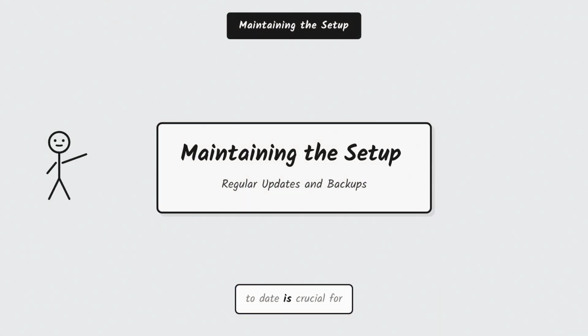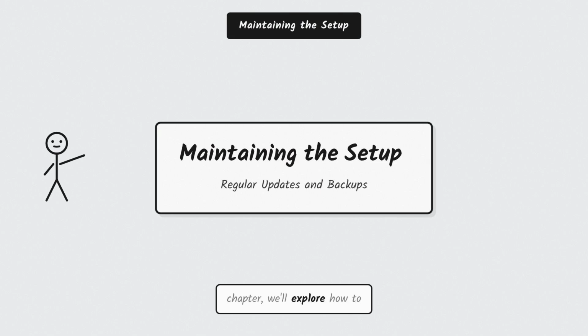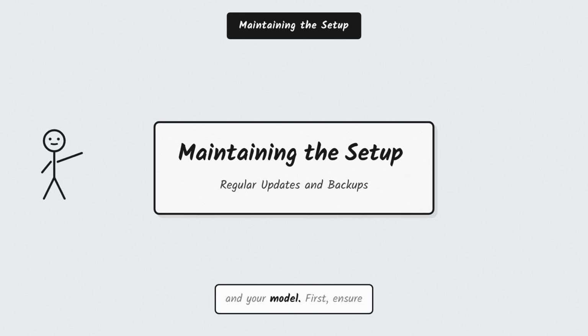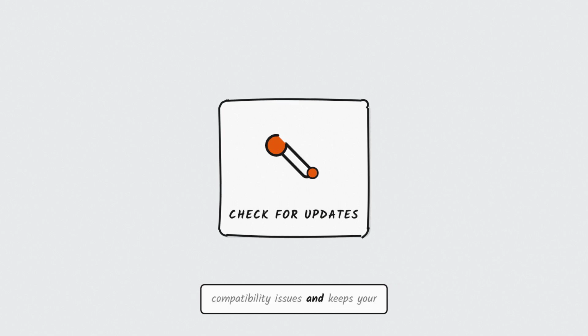Keeping your setup up to date is crucial for optimal performance and security. In this chapter, we'll explore how to maintain your setup by regularly updating dependencies and your model. First, ensure you check for updates to your dependencies regularly. This helps prevent compatibility issues and keeps your system secure from vulnerabilities.